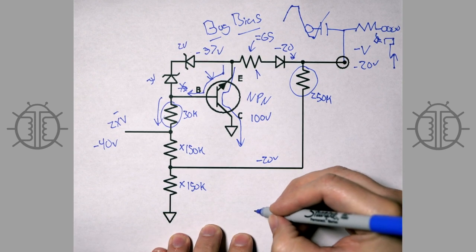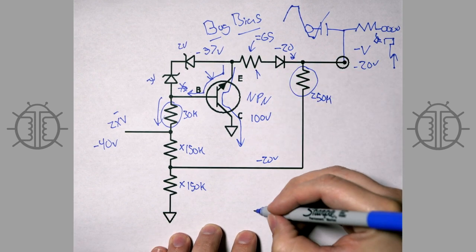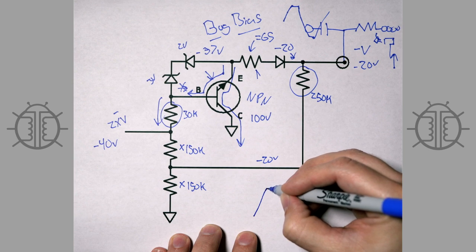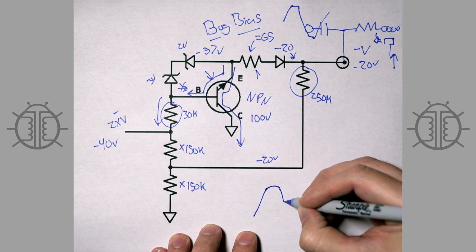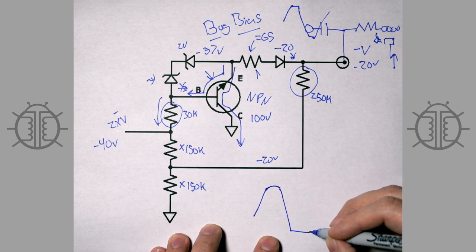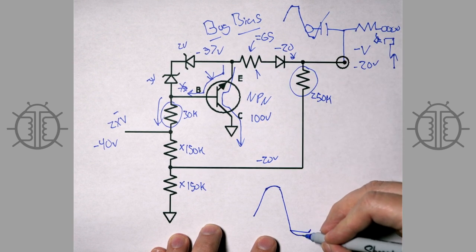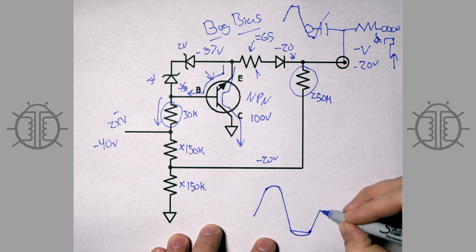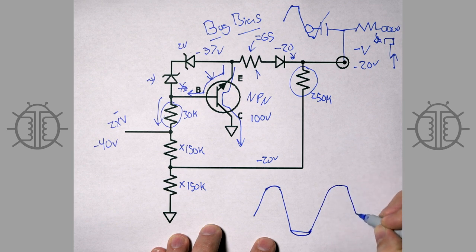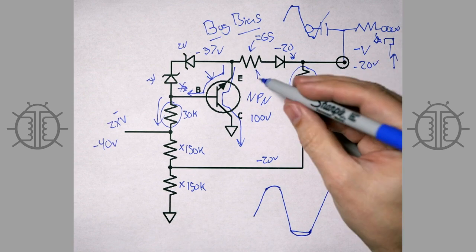clipping symmetrically. So if you find that your waveform is coming up like this and then kind of rounding off a little bit, but then it comes down here and then just like that, if you increase the value of this resistor right here, you can change it to be a little bit more symmetric. And that's what that value is for. And that's it. So this is bug bias, you guys.